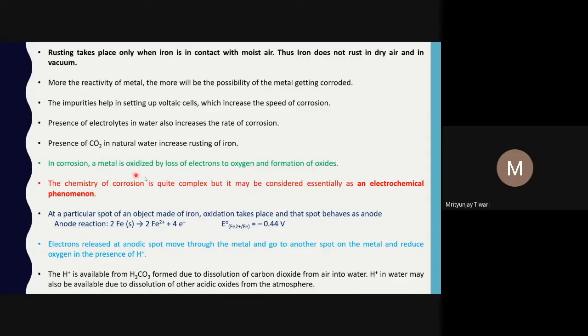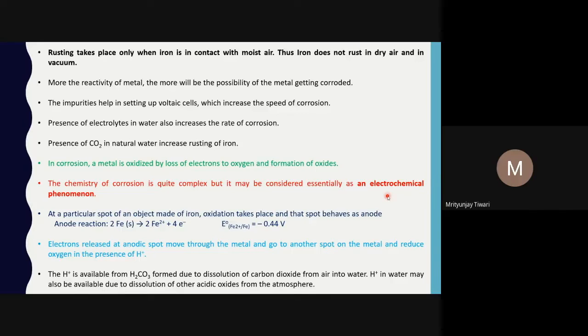In corrosion, a metal is oxidized by loss of electrons to oxygen, with formation of oxides. So the pure metal oxidizes by losing its electrons to oxygen, and the oxygen atom will accept those electrons. The electrons are released, and thus the formation of oxide takes place. The chemistry of corrosion is quite complex, but it may be considered essentially as an electrochemical phenomenon, as I already said.